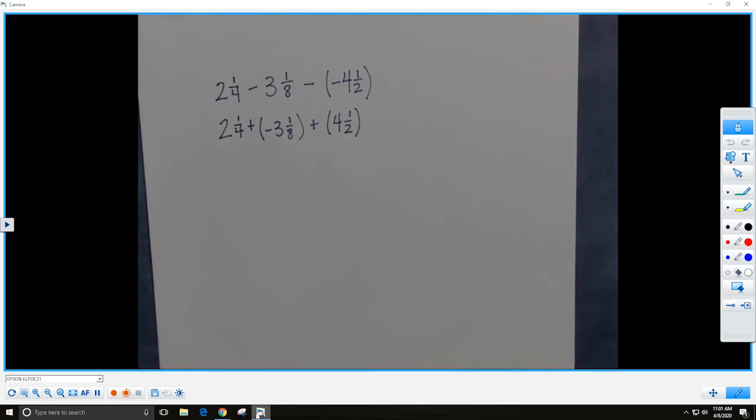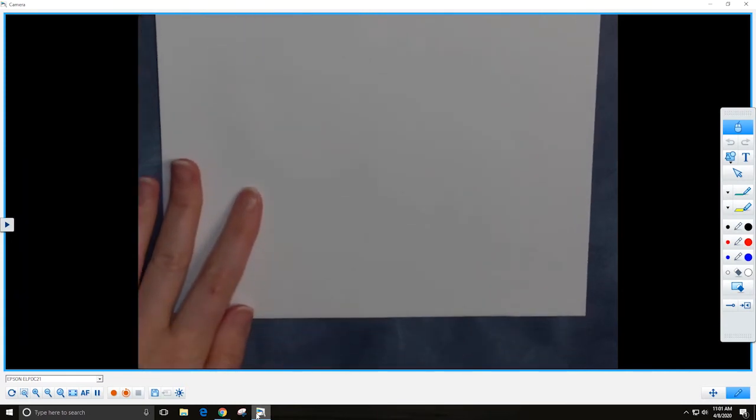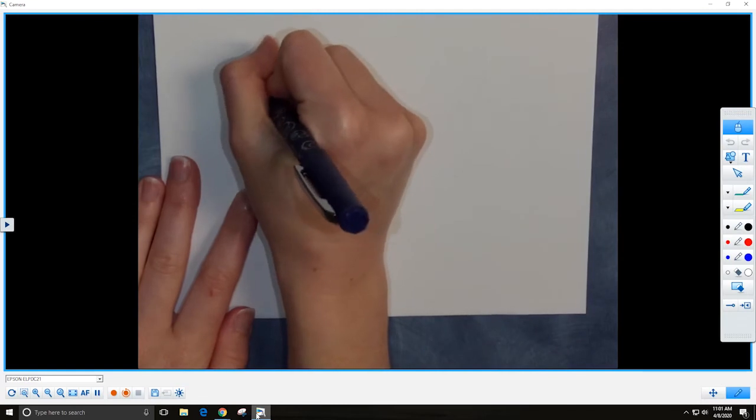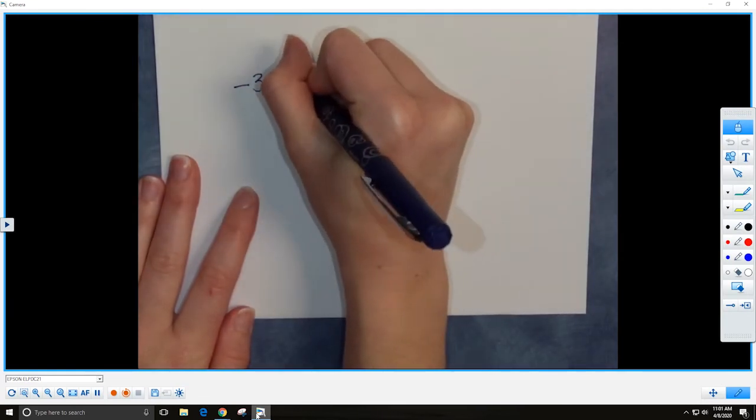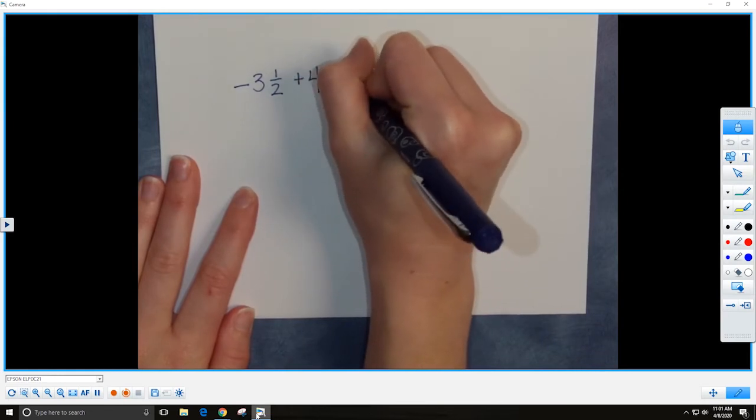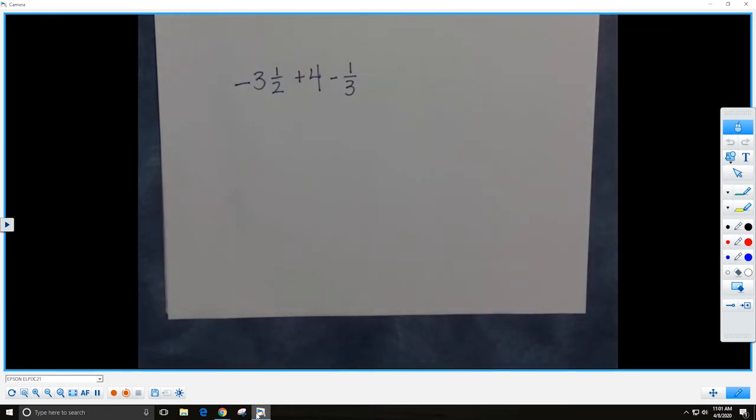Let's use our strategies and what we know about determining reasonableness to solve some problems. I want you to try each step on your own, then we will work the step together. Do not be afraid of making a mistake. That is how we learn. Also, before you start the problem, think about whether we expect the answer to be positive or negative. Okay, here's our first problem. Negative 3 and 1/2 plus 4 minus 1/3. Let's think about the sign of the answer to this expression. Without calculating, determine if the answer is positive or negative.